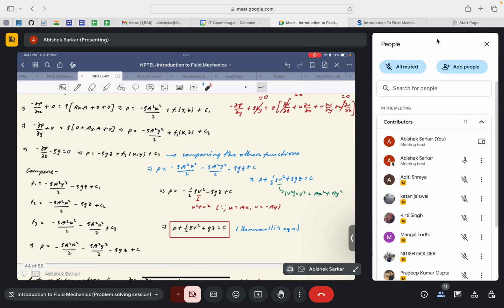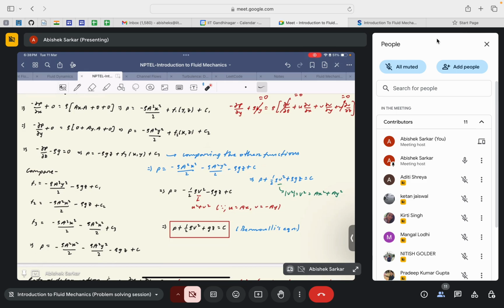So comparing all these terms, we will be left with P is equal to minus rho a square x square by 2 minus rho a square y square by 2 minus rho gz plus some arbitrary constant c. Then if you take the negative terms to the left hand side, we will be left with P plus half rho v square plus rho gz. I will come to how we got v square.